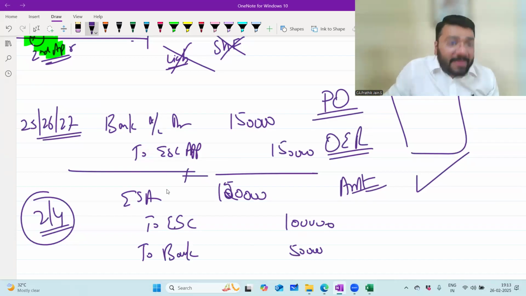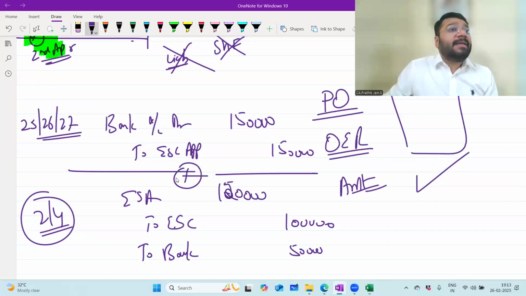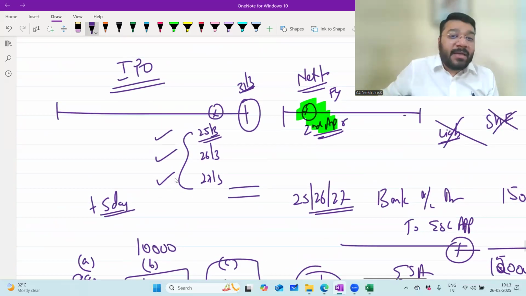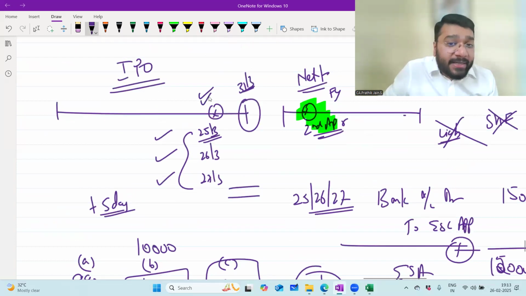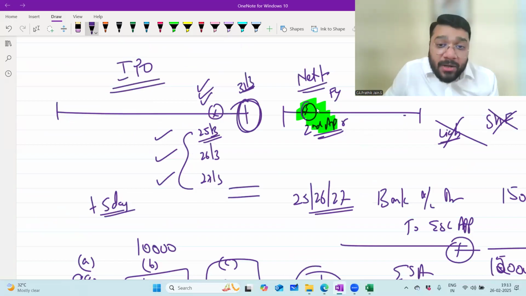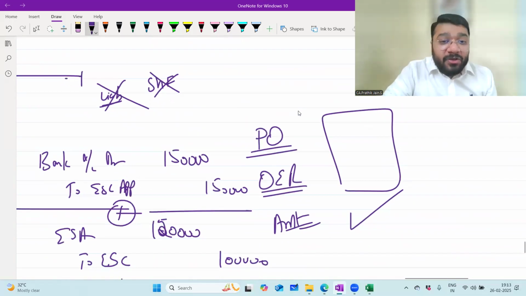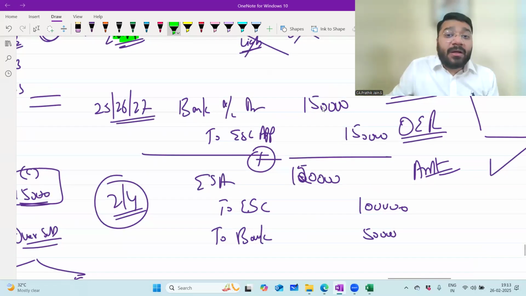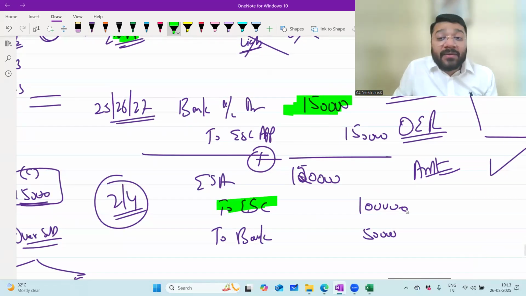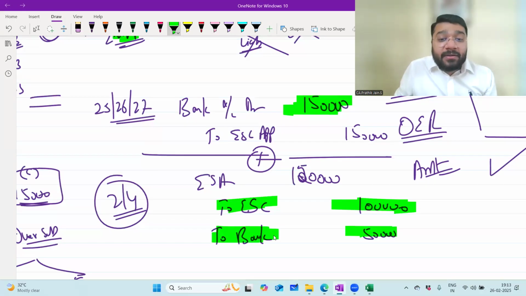Correct? Between these two periods, what is happening? Year end is coming. 31st March, year end is coming. On 25, 26, 27 you got the money. 31st is year end, and on 2nd April you're doing allotment. How much money have you received in total? 1,50,000 rupees you have received. How many shares are you going to issue? 1 lakh. How much are you going to refund? 50,000.